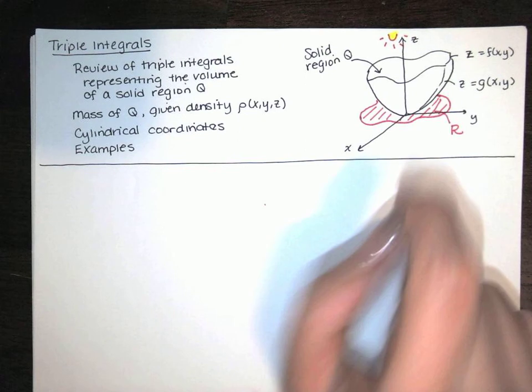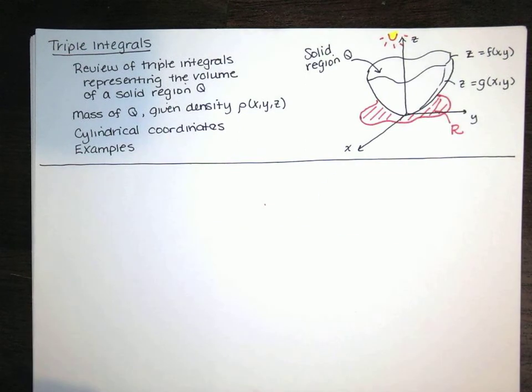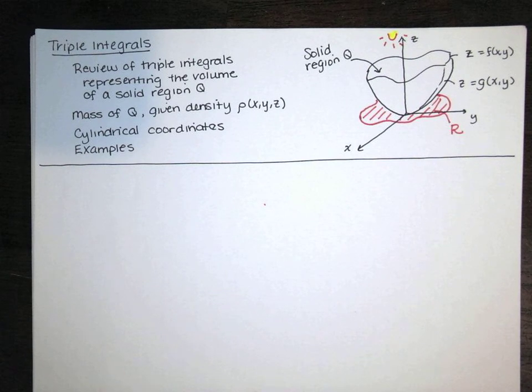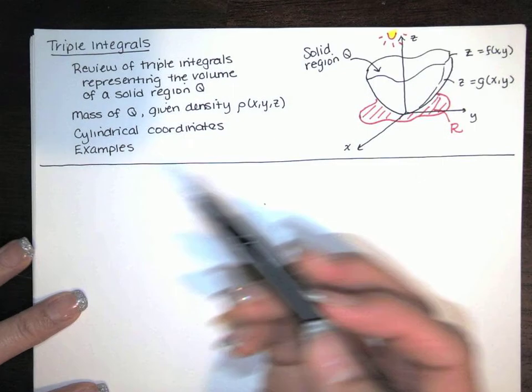So you can let x go from a function to a function and let y go from a constant to a constant, or the other way around. You can also describe R in polar coordinates if R happens to be a circular region or part of a circle. So we'll talk about that in a little bit.